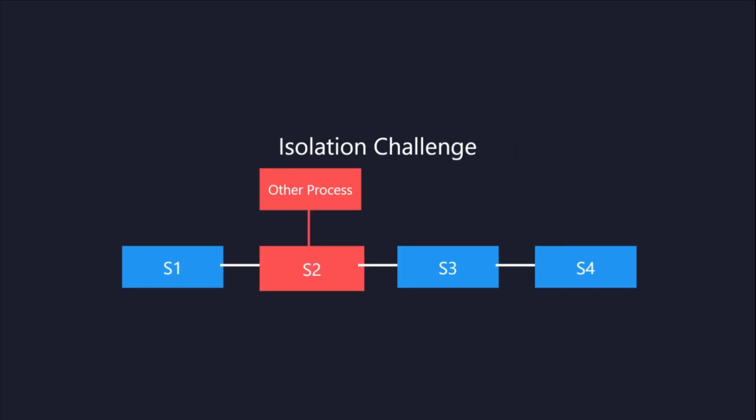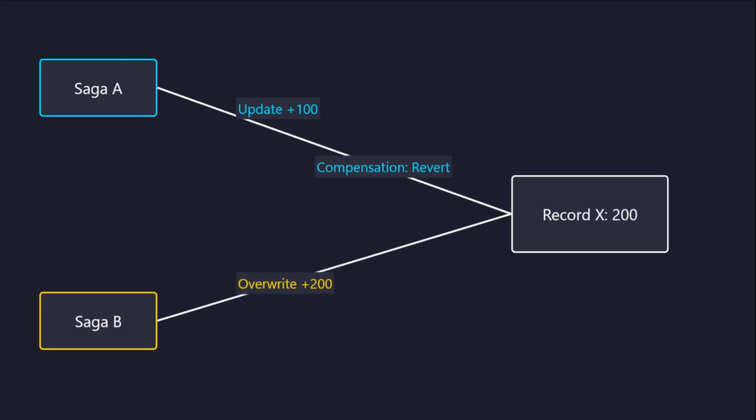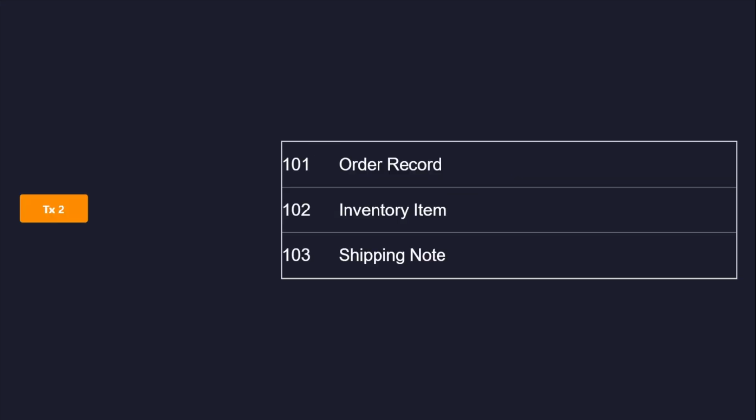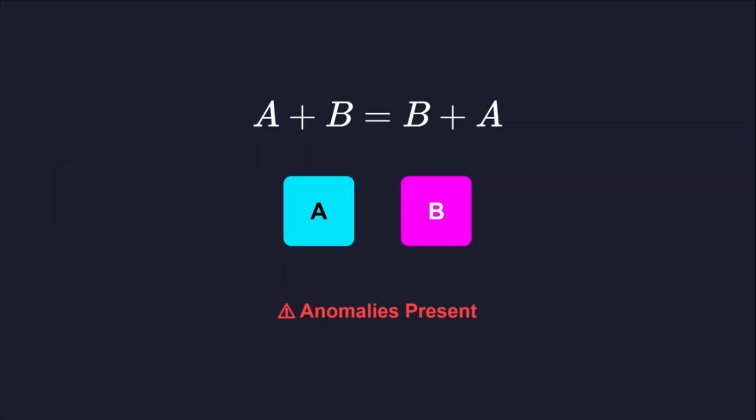Other processes can see and modify data before the entire Saga has reached final consistency. A lost update occurs when Saga A updates a record, then Saga B overwrites it, and then Saga A triggers a compensation that reverts everything. Use a state column like pending to act as a semantic lock. Other transactions check this field to avoid modifying records currently involved in a Saga.